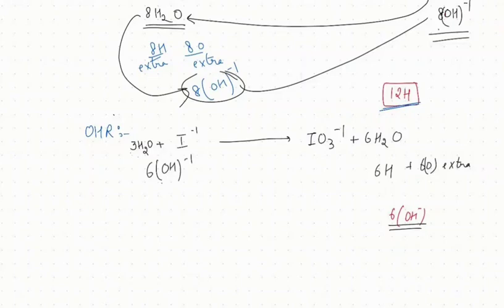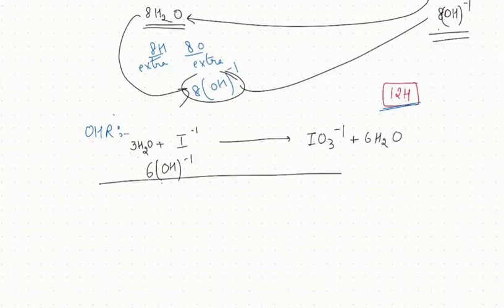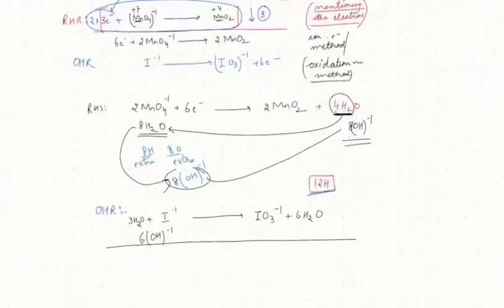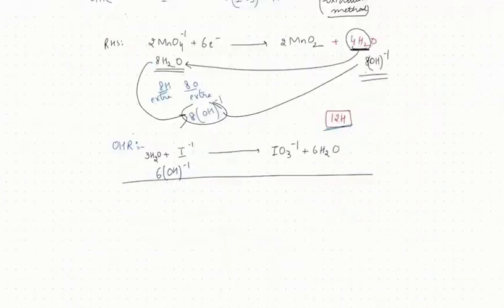Now, this is the balancing method. You understand my point? And now when you add it up, what do you get? So you have the iodide plus 3H2O plus 6OH negative.